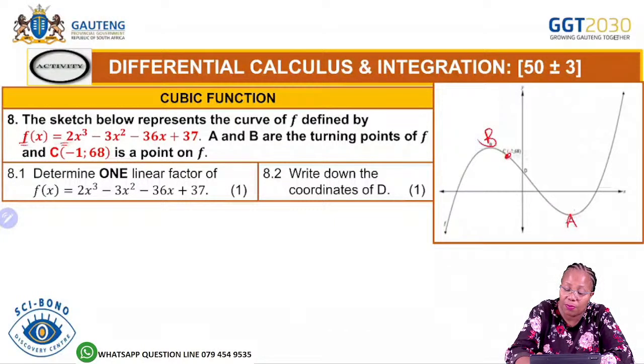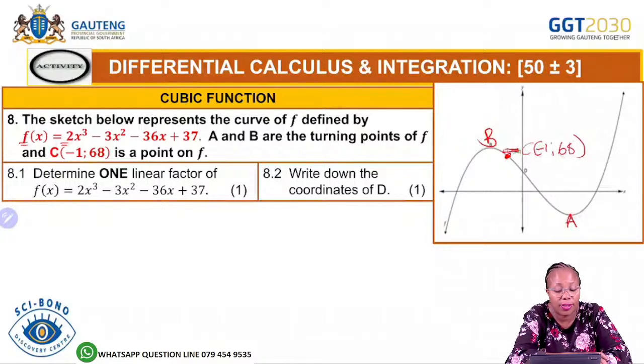That means we took that point here. That C point here is minus 1 and 68. Okay, it's only a point on that particular graph. Nothing is indicated about it.